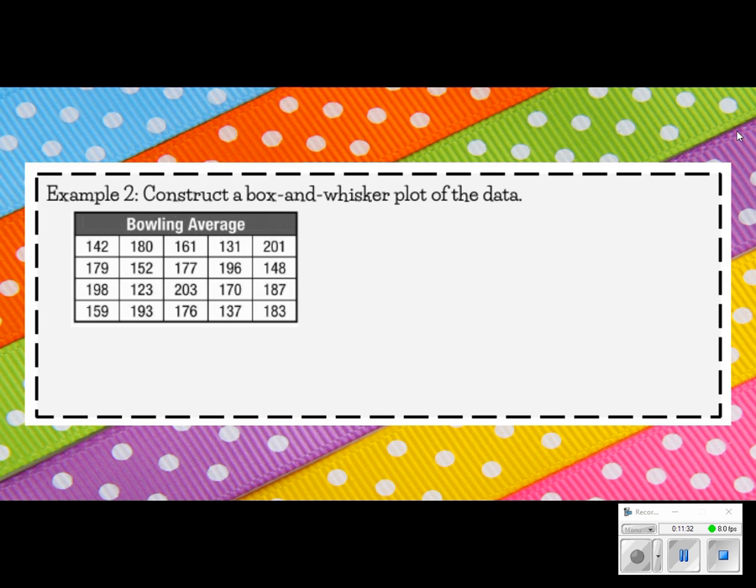All right, we're going to do another one, construct the box and whisker plot. So we are going to go back to our calculator to get our 5-number summary.